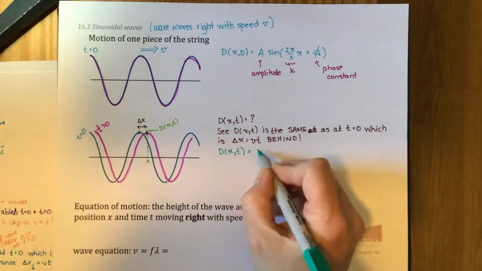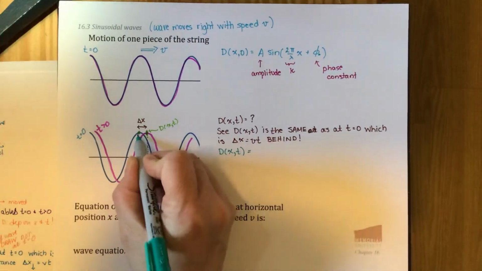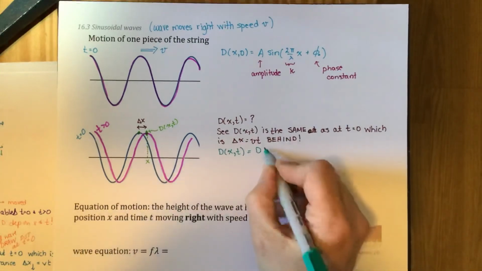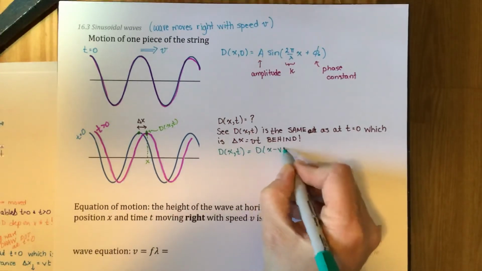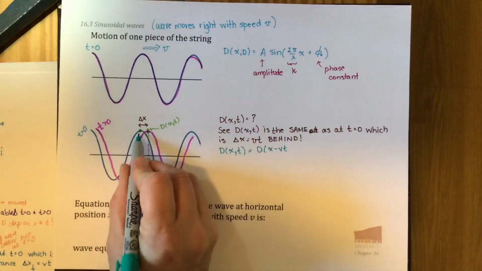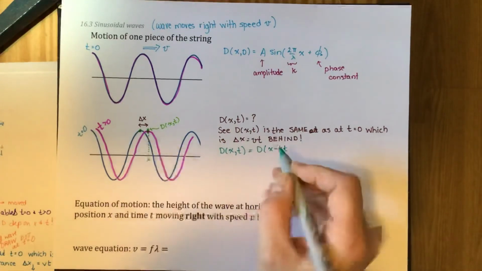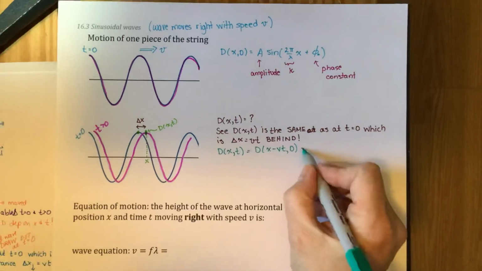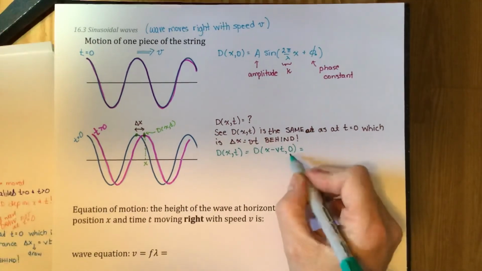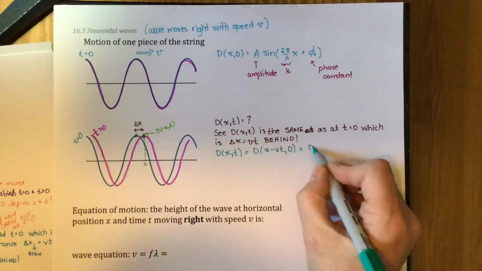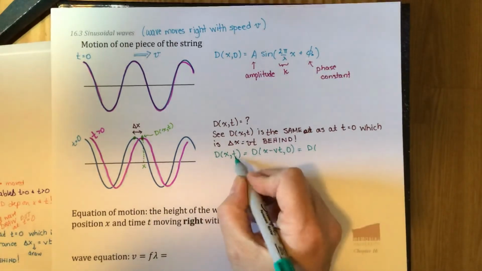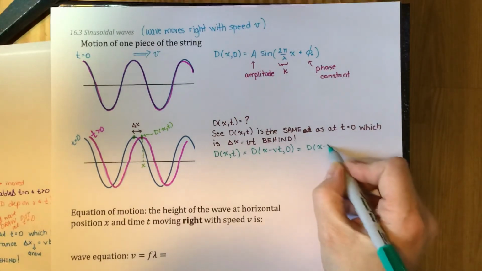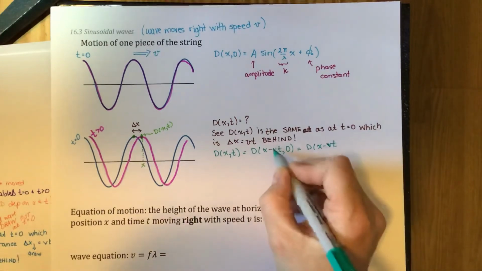So d of x and t is the same as the height on this wave, which is a little bit behind. So it's d of x minus vt, so that same point that's a distance vt behind, at time equals 0. Typically when we write this down, we just don't bother to write down the comma 0. So if we don't have a t put in brackets, it's just implied that it's at t equals 0, so we normally just write it this way.